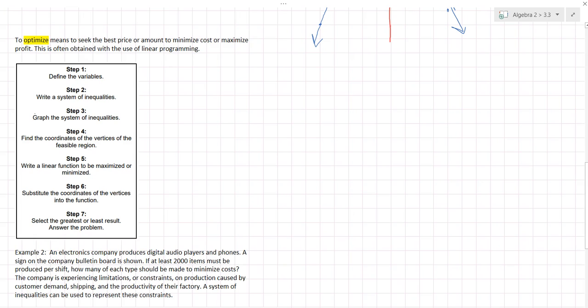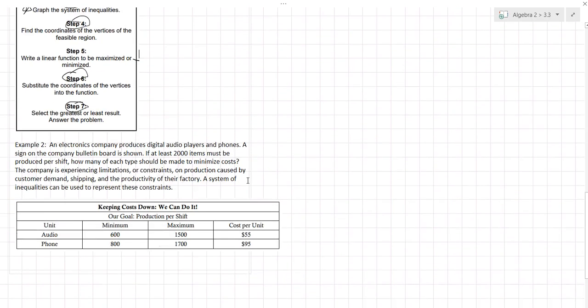So graphing we did in the last problem. Finding the coordinates we did in the last problem. So that's steps 3 and 4. And substituting to get the biggest or smallest we did. The only difference is that you have to write your own inequalities and your own function to be minimized or maximized. So let's look at an example for that.